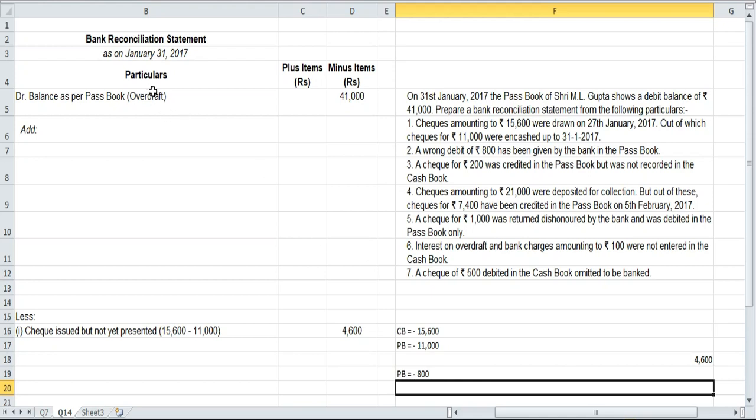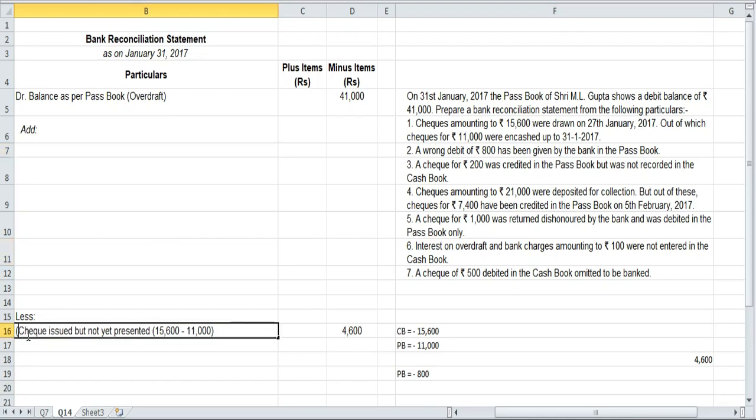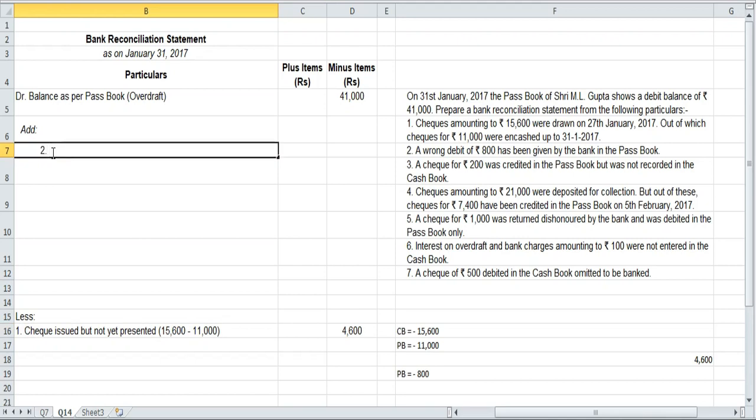So we have to start with the passbook. So passbook is less. To match with the cash book, you will have to add. So we'll write here, number 2, wrong debit in passbook, and I will write here plus side 800.